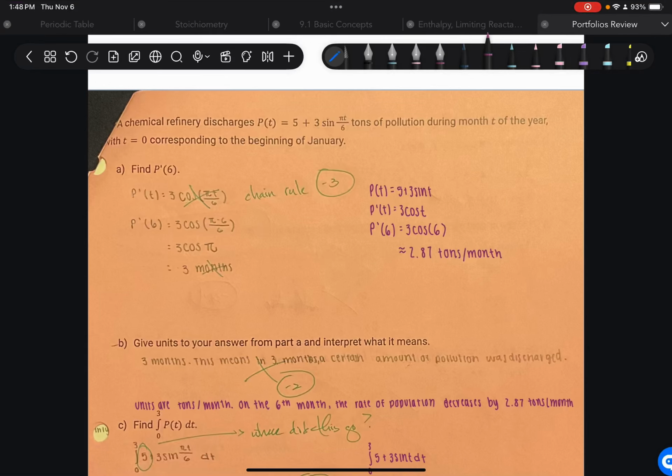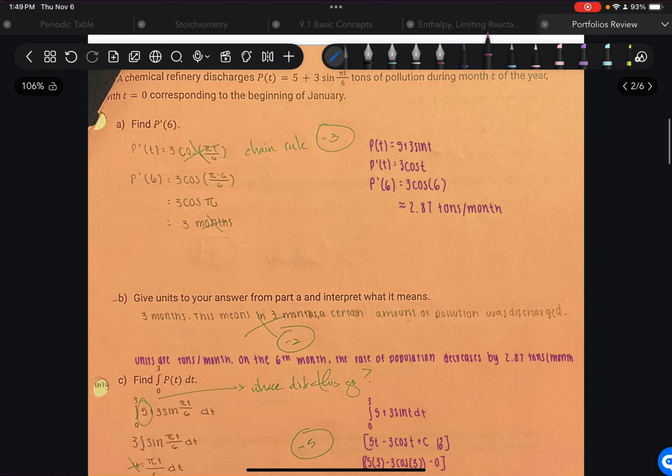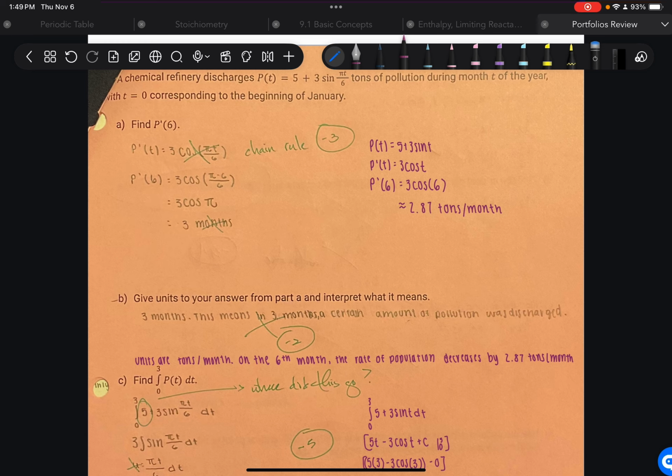Hi, today I'm going to be talking about some corrections from exam number 2. I'm going to be going over questions 1 through 5. So for this first word problem, I integrated incorrectly and I forgot to apply the chain rule for part A.